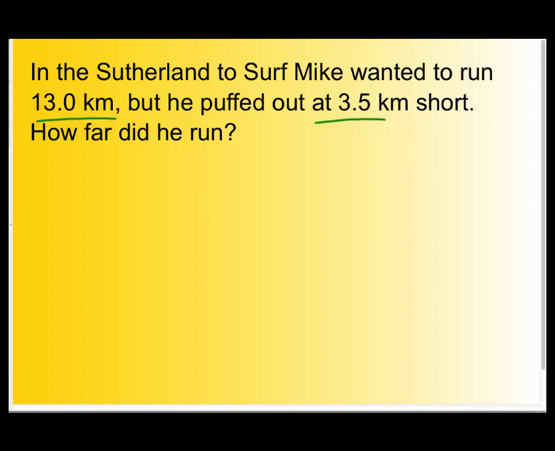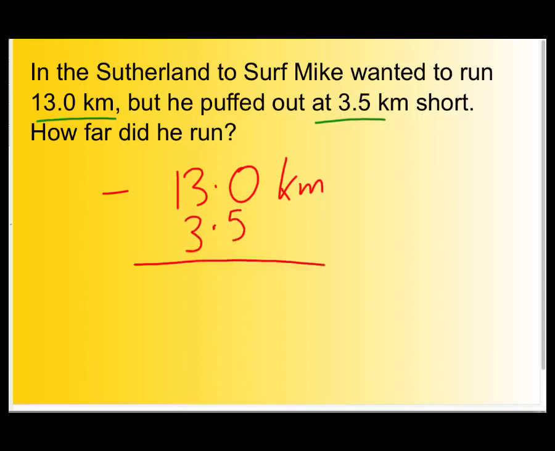Okay, you should have had a go because I'm going to show you now what you should have done. You should have gone 13.0 km, because that was the distance you wanted to run. Take away 3.5 km because that's how short he was from achieving his goal. So how far did he run should be your answer down here. So again, you've got to do some trading. Remember to mirror the decimal point, of course.